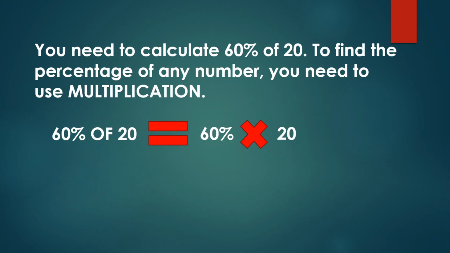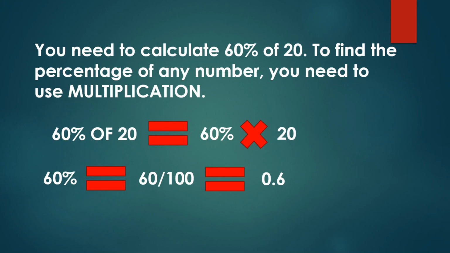To do the math for this scenario, you'd need to calculate 60% of 20. To find this, you need to use multiplication. In other words, 60% of 20 is the same as saying 60% times 20. Like we looked at before, 60% is the same as saying 60 out of 100. And when we do 60 divided by 100, we get 0.6.